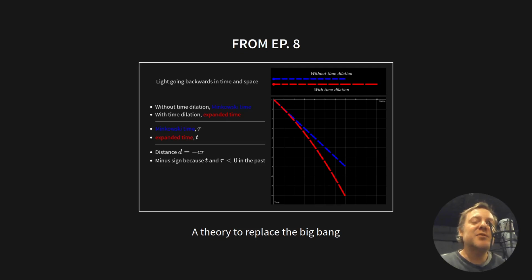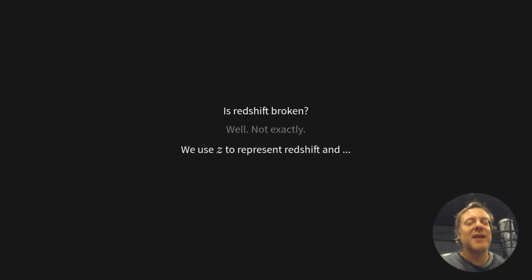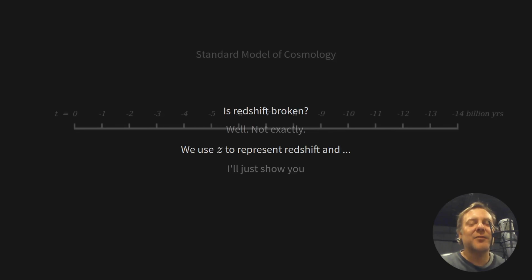In the last episode, we looked at a theory to replace the Big Bang. In this episode, we're going to fix redshift. Is redshift broken? Well, not exactly. We use z to represent redshift, and it's kind of confusing.